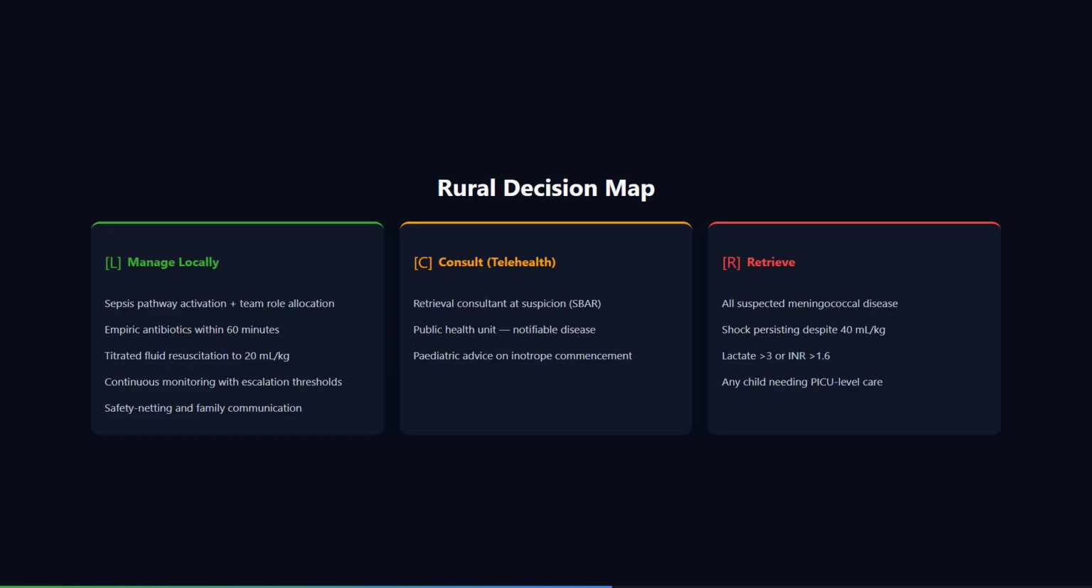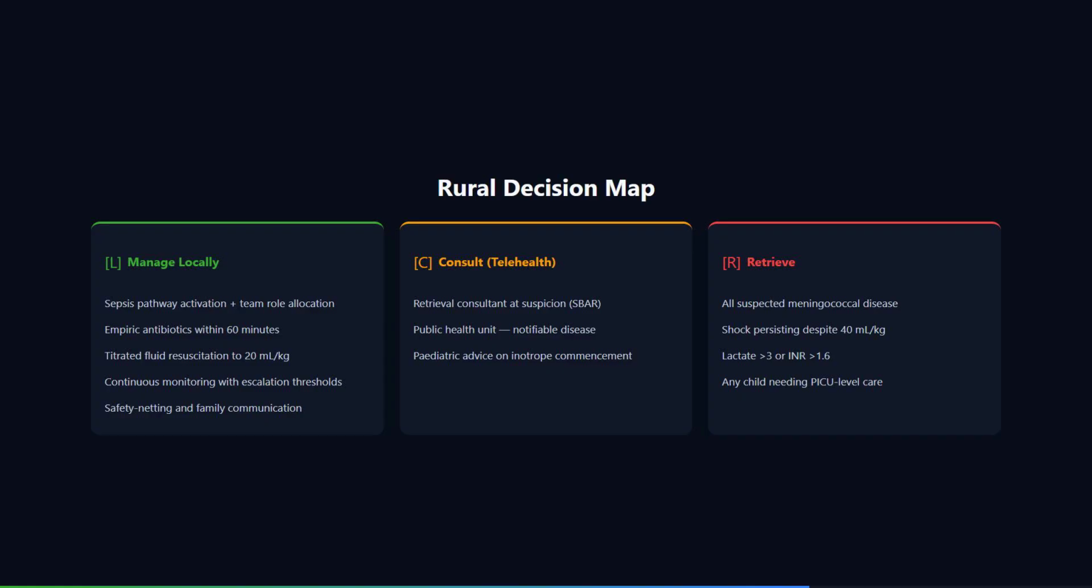Thresholds. When does senior help get involved? And when do inotropes enter the conversation? At 20 milliliters per kilogram total, involve a senior clinician. In StAMPSville, that is the retrieval consultant on the phone. At 40 milliliters per kilogram, inotropes should be considered, and the Royal Children's Guideline lists shock persisting despite 40 milliliters per kilogram, inotrope requirement, lactate above 3, and coagulopathy, with INR above 1.6 as escalation criteria for pediatric intensive care.